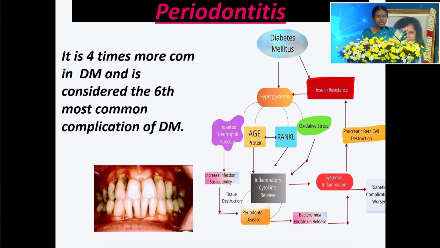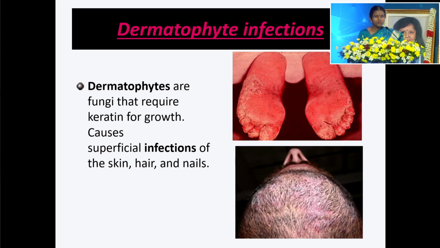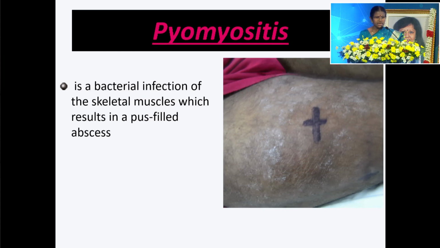And periodontitis is 4 times more common in diabetes, and it is considered the 6th most common complication of diabetes. And intertrigo, that is, in between the skin folds, because of perspiration and sweating they can get infection, and it is an inflammatory disorder. Dermatophyte infections, from fungi requiring keratin for growth, cause superficial infection of the skin, hair, and nails.